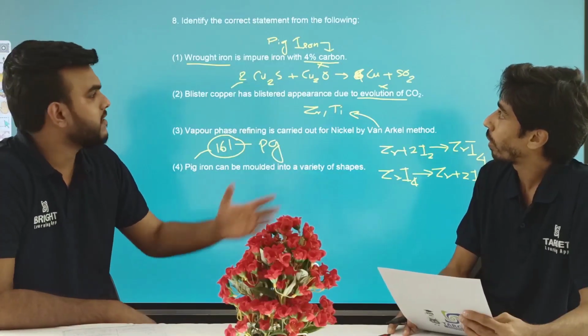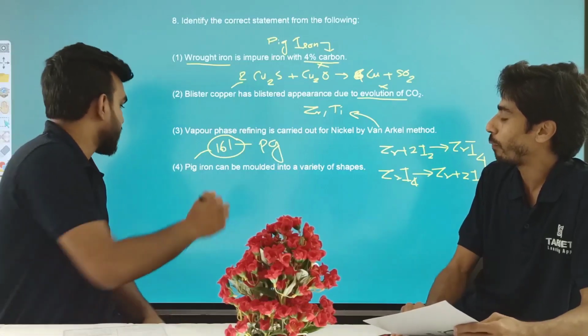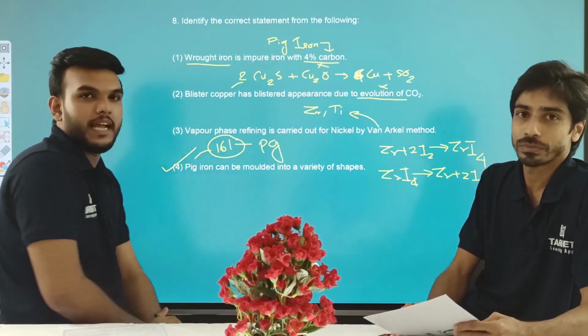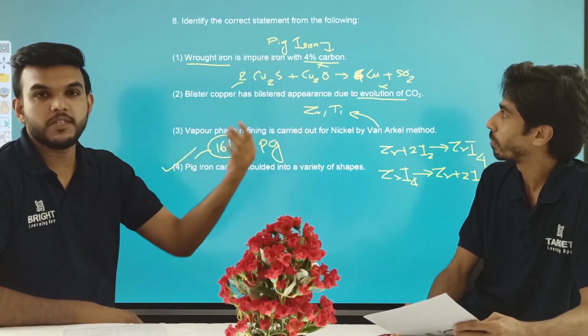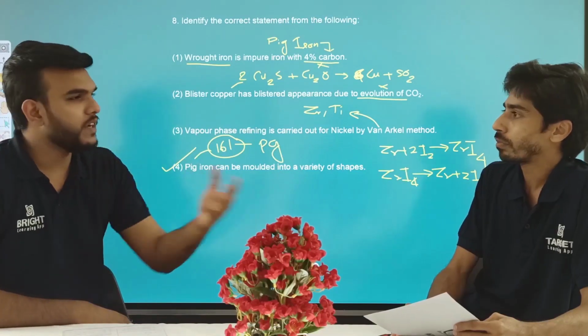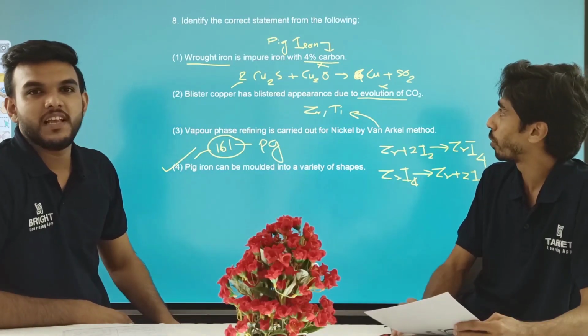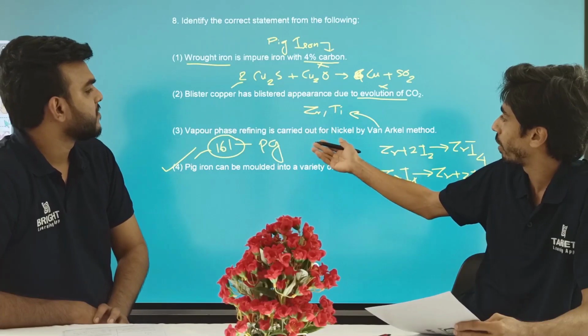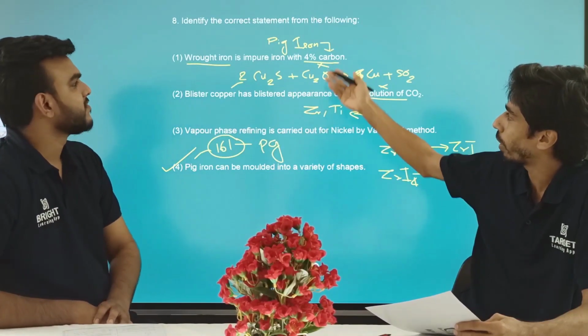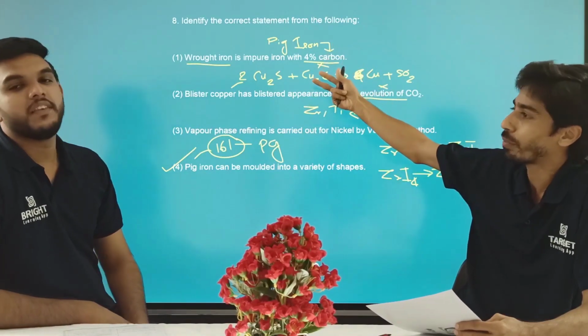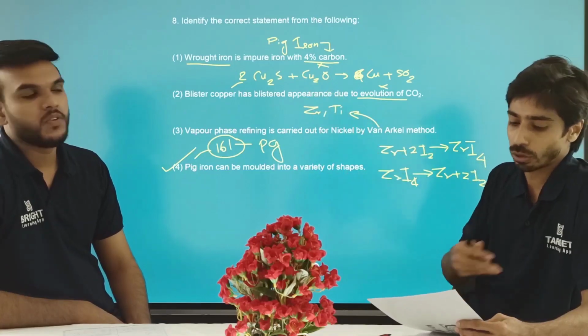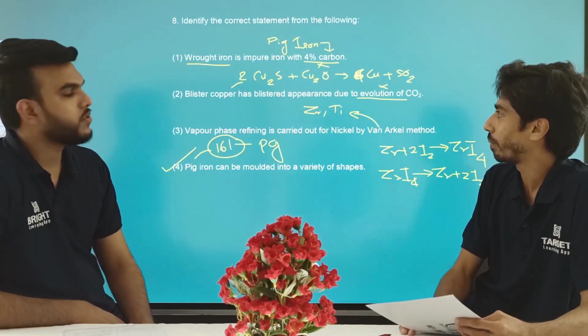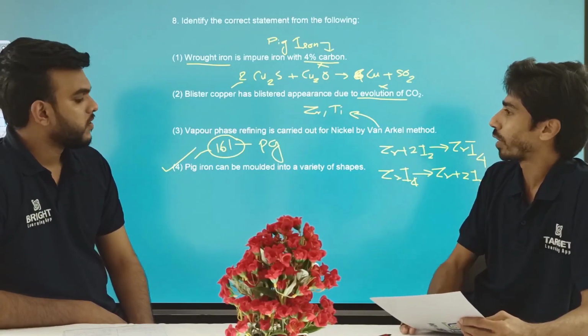So I think the correct statement, option 4, will be the answer. All the other 3 concepts are wrong. It's a very simple question. Because they have asked about blistered appearance and then the Van Arkel method for nickel, otherwise students can identify these as wrong statements also. They don't want students to get confused with the options. So we'll move to the next one. Next question. Okay, fine.